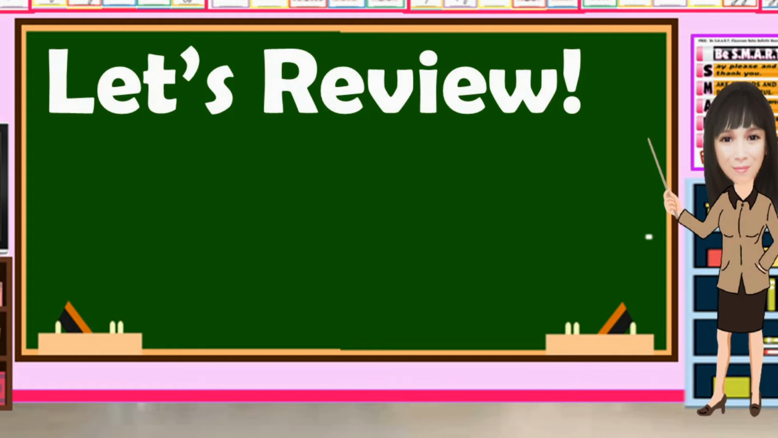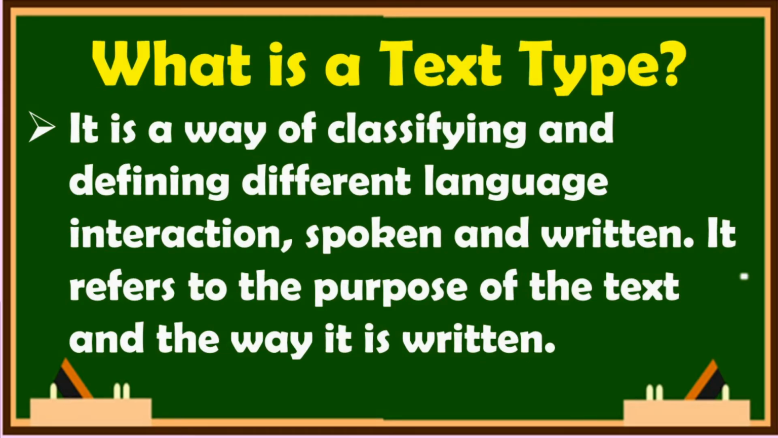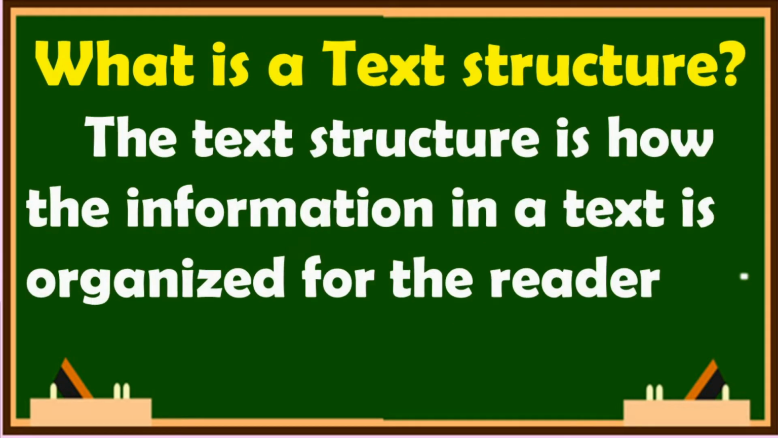Okay, before we proceed to our lesson, let's review first what is text type. What is a text type? It is a way of classifying and defining different language interaction, spoken and written. It refers to the purpose of the text and the way it is written. What is a text structure? The text structure is how the information in a text is organized for the reader.